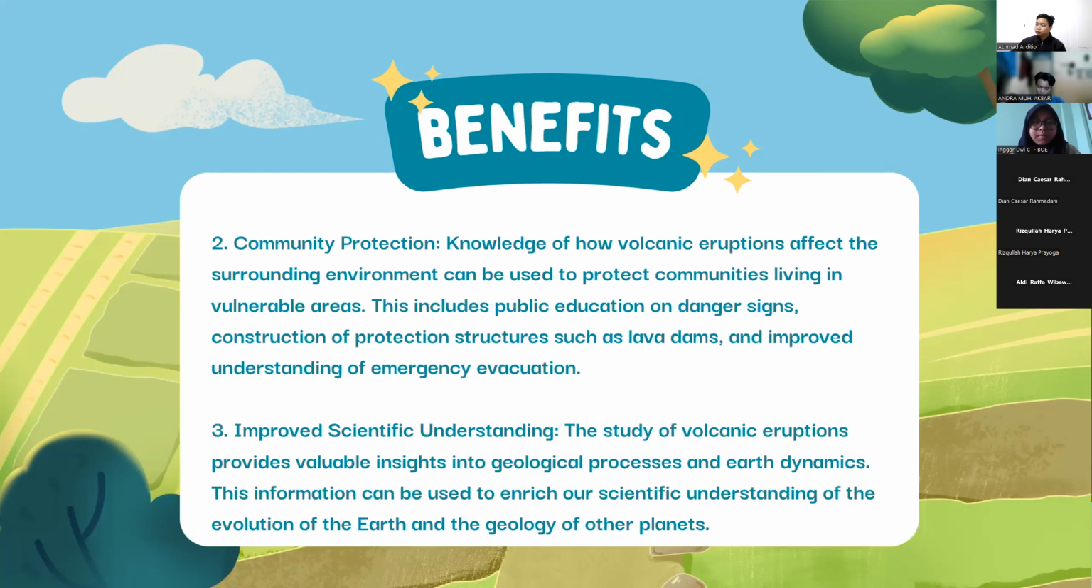2. Community protection. Knowledge of how volcanic eruptions affect the surrounding environment can be used to protect communities living in vulnerable areas. This includes public education on danger signs, construction of protection structures such as lava dams, and improved understanding of emergency evacuation. 3. Improved scientific understanding.